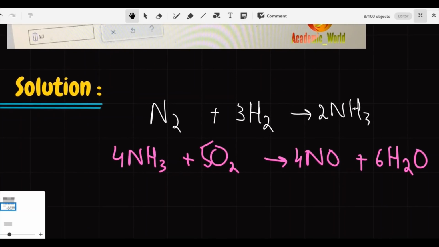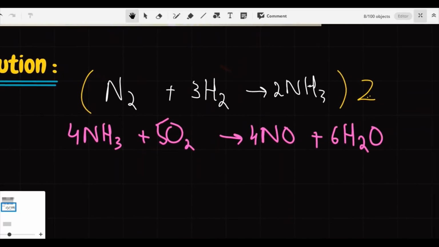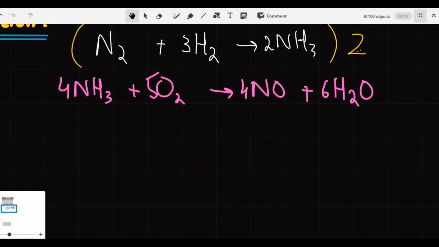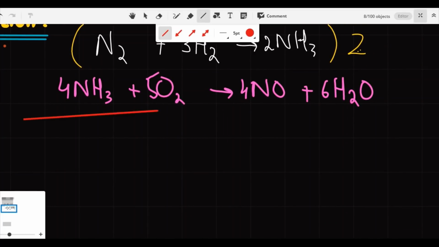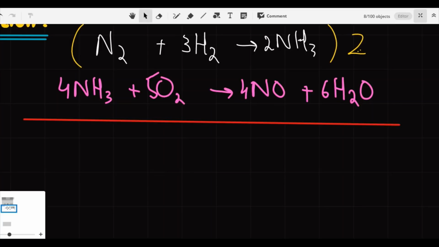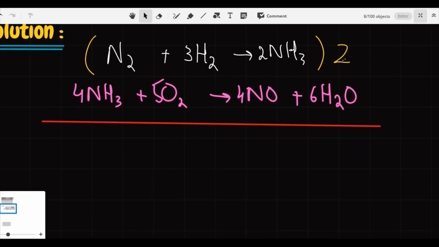Now the next one, you need to equalize the ammonia. Here there are 2 moles of ammonia, and here there are 4. So it means you need to multiply the first equation by 2. Okay, so you need to multiply the first equation by 2. It means now there will be, let me zoom in, then you can see.